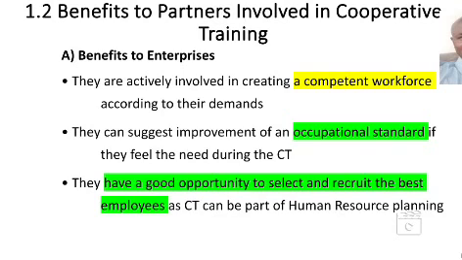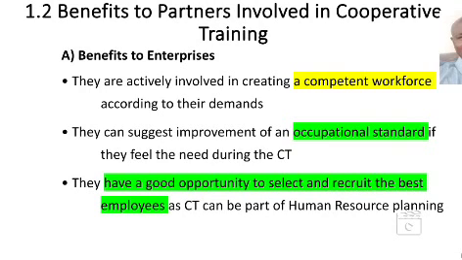Enterprises can suggest improvements of an occupational standard. Another benefit is they can give recommendations when occupational standards are developed. Occupational standards are nothing but the input for curriculum development and the input for training material development. And this occupational standard is developed by enterprises or organizations or employers for that matter.